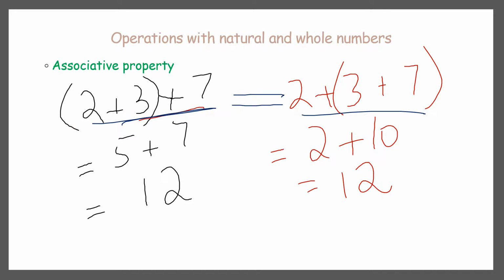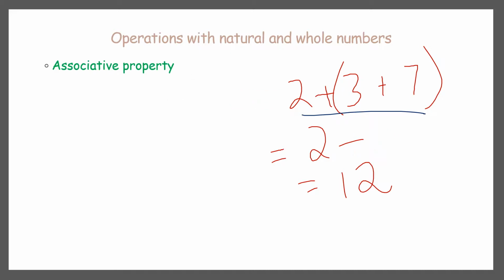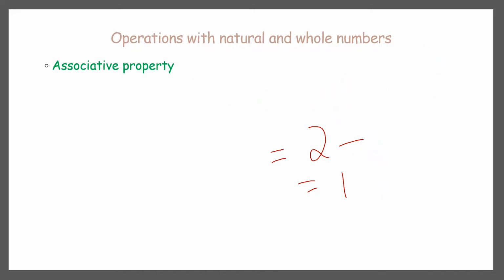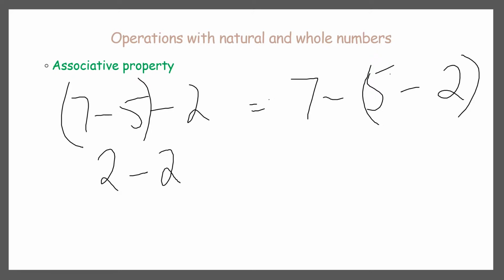Now let's see for the subtraction. Does it also hold in case of subtraction and multiplication? First, let's see for the subtraction. 7 minus 5 minus 2. 7 minus 5 minus 2. Here I will subtract these two numbers first, and here I will subtract these two numbers first because we have to change the order. Now 7 minus 5 is 2 and 2 minus 2 is 0.